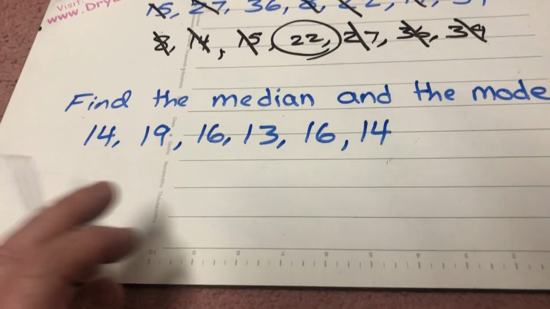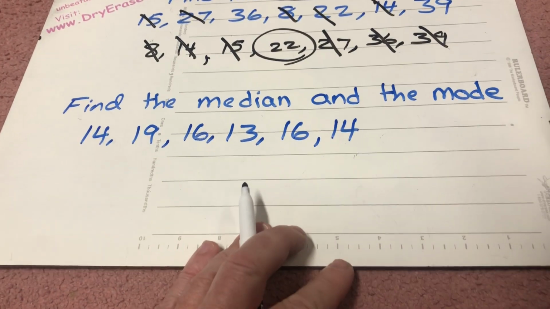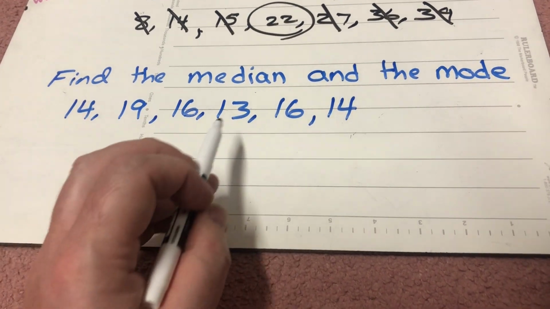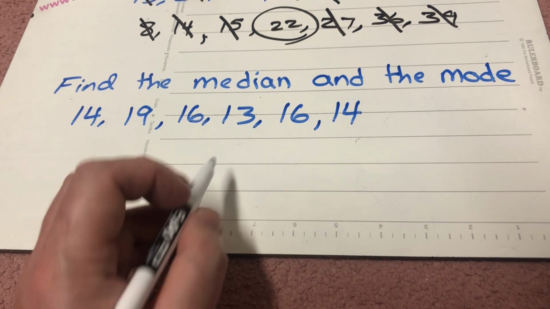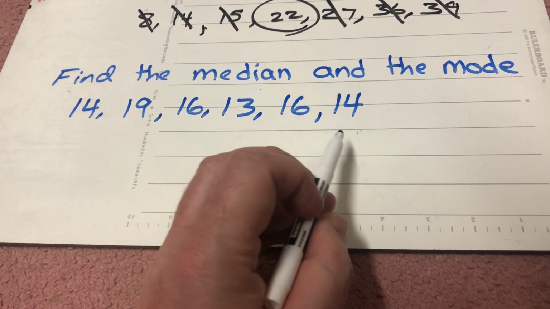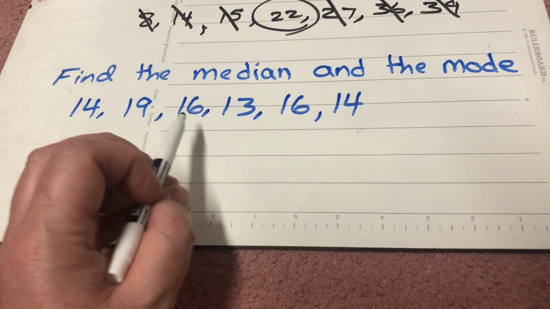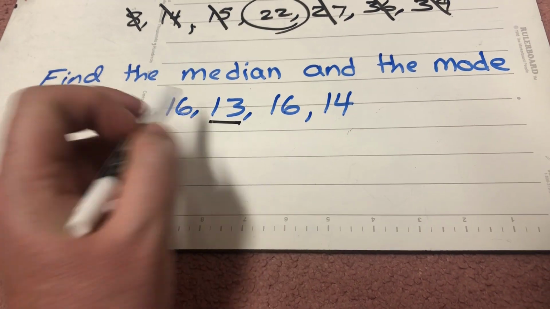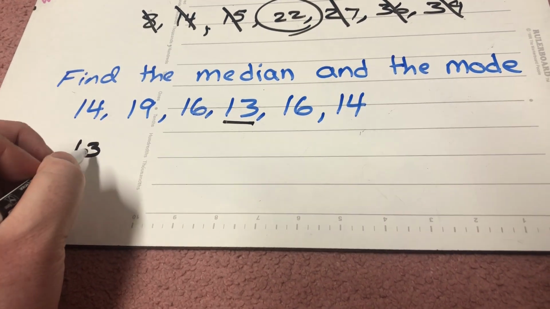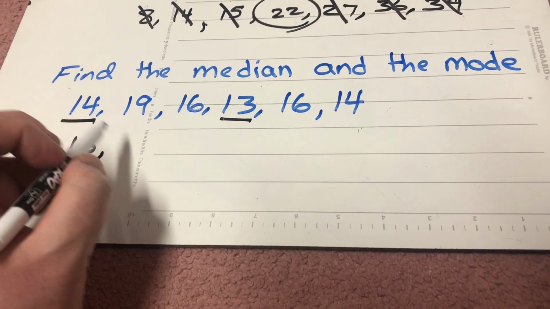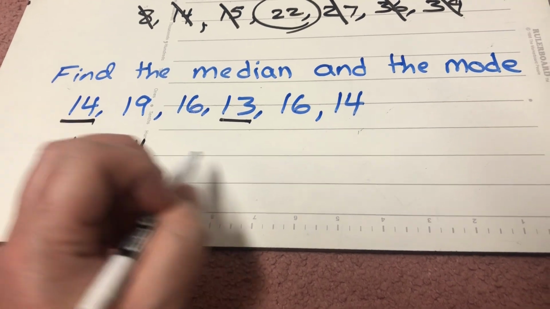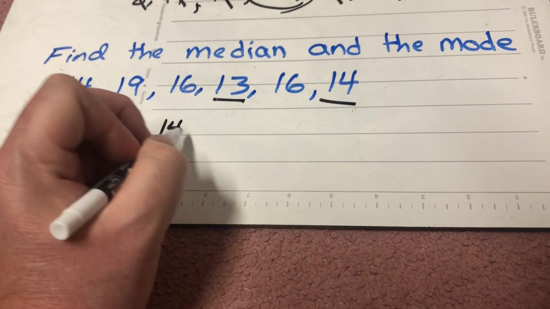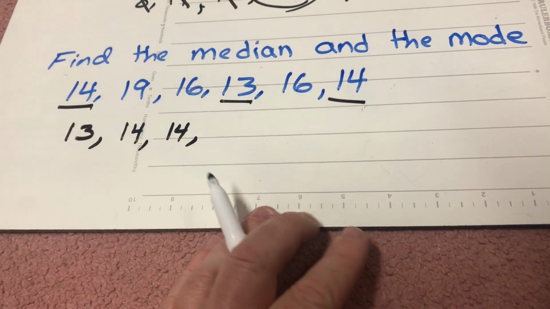Now, your second set of directions is going to ask you to find the median and the mode. So let's start with what we talked about first, the median. So remember, what I have to do is I have to put the numbers in order first from least to greatest. So I'm looking at this set of numbers: 14, 19, 16, 13, 16, 14. I'm going to put them in order from least to greatest. Looks like 13 goes first, followed by 14. And then I've got another 14. And those are considered two different numbers, even though they're the same. So they both have to go in the list.